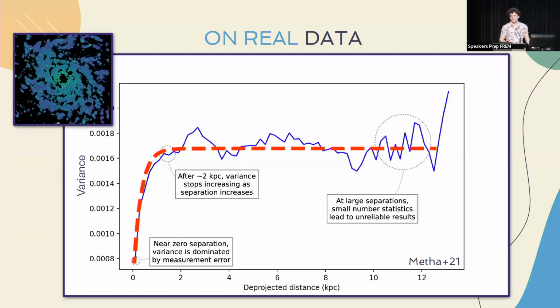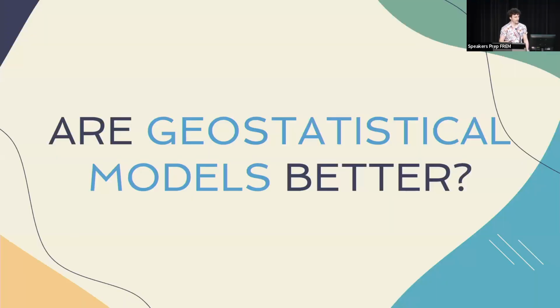Once you know this as well, you can fit a model to this and you can understand how you expect these small scale fluctuations to behave in these galaxies too. But why would you do this? What would this tell you that a metallicity gradient model can't?